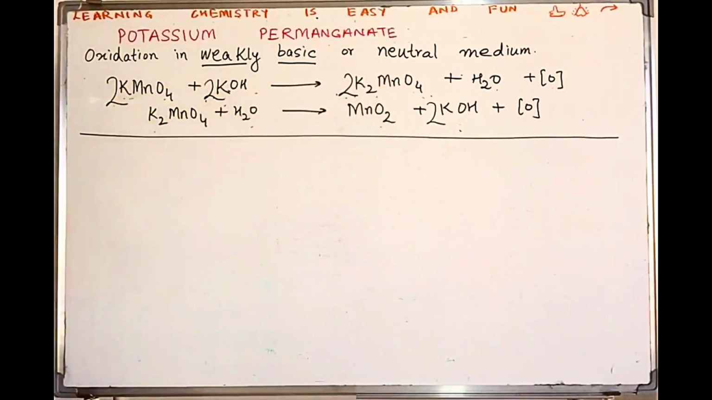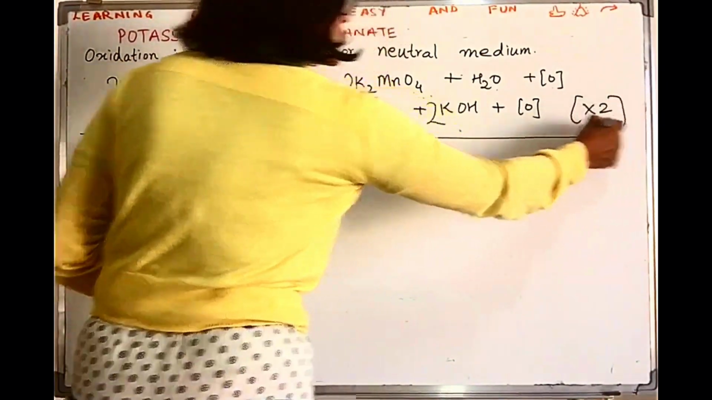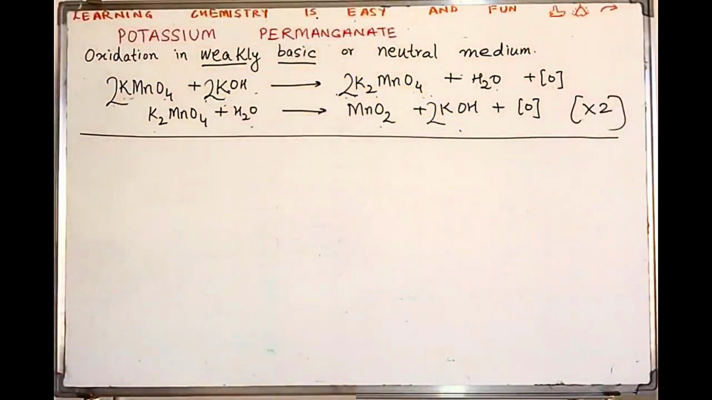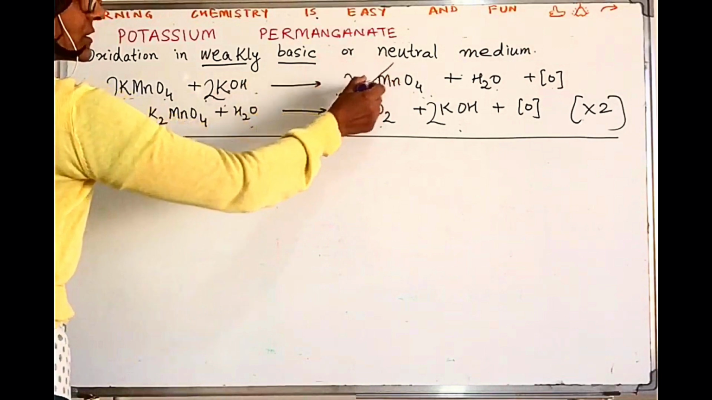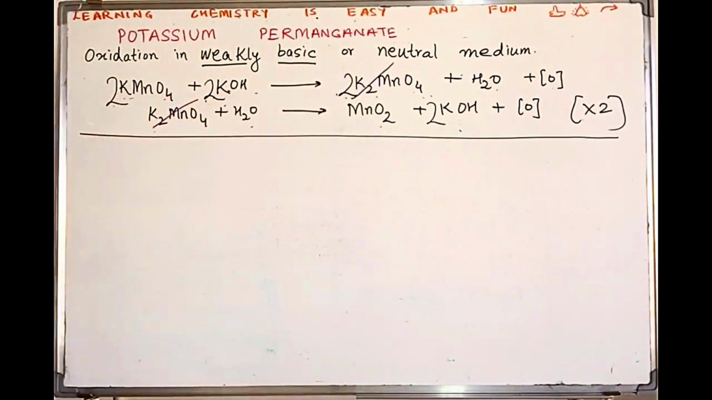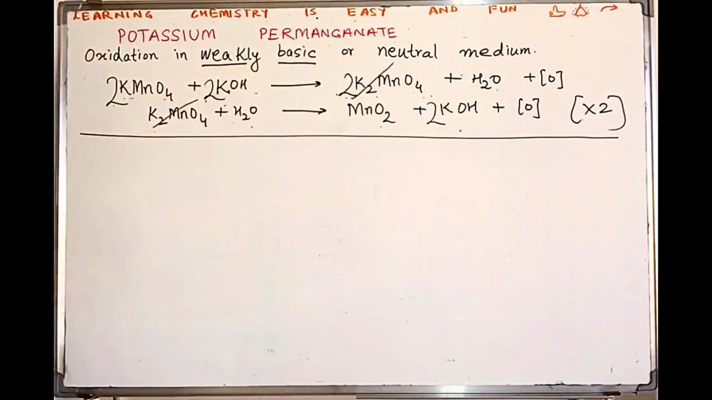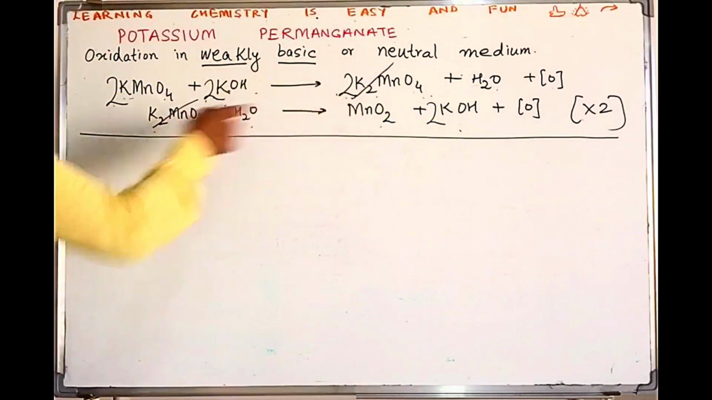2K2MnO4 is being generated. So in order to equalize, I will multiply the second equation also by 2. What is the next step? You cancel out the common ion, the common product and reactant. So generated, used up. Water and 2 water over here. KOH, 2 KOH, 4 KOH.